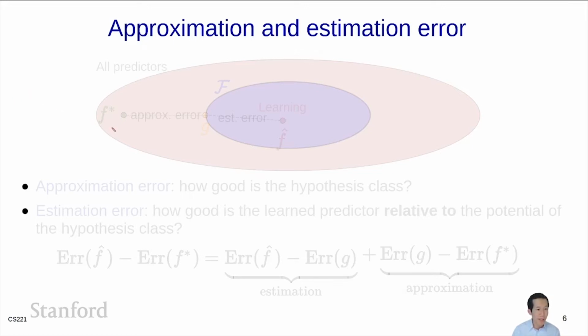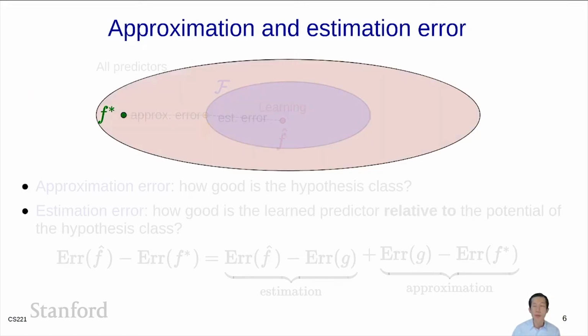So the starting point is f star. This is the predictor that is the ideal thing. It predicts everything as correctly as you can hope for. This lives in the family of all predictors. Of course, we can't get to f star. So what do we do? Well, we do two things.